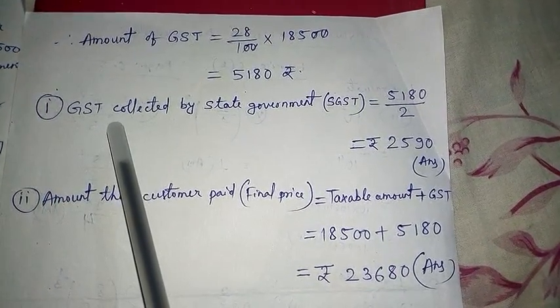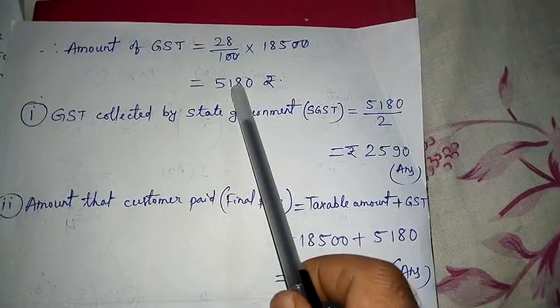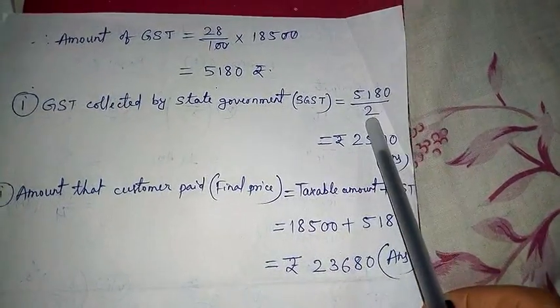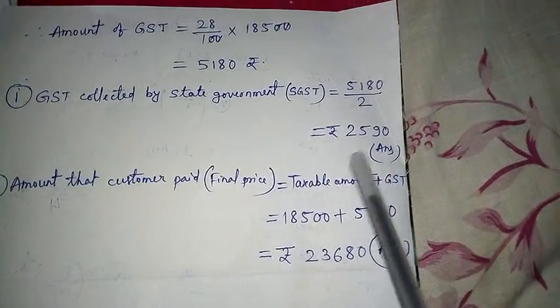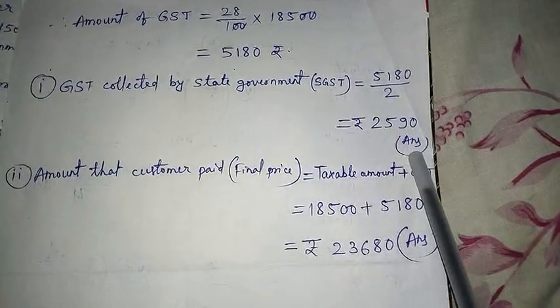So now how much GST will the state government collect, SGST? Its answer will be 5180 by 2. So when you divide by 2, the answer will be 2590. This is number 1 answer.